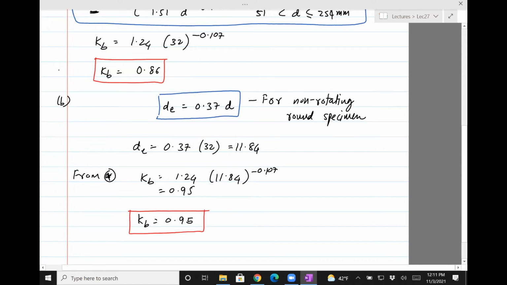So which means that if you see here and here, you'll see that the KB has increased, which means the endurance wouldn't be lowered that much, right? The lower the KB, the lower would be the endurance, because KB times the endurance in test specimen. And we can understand that because when a specimen is not rotating, it will probably take in more stress than it would if it was rotating. So it's no wonder that this factor is greater than part A.